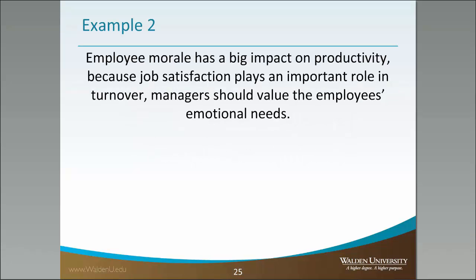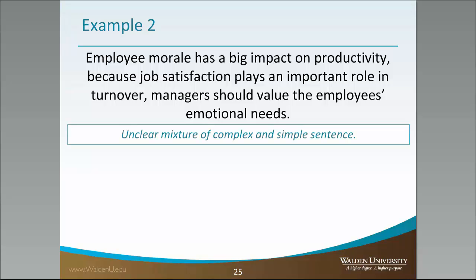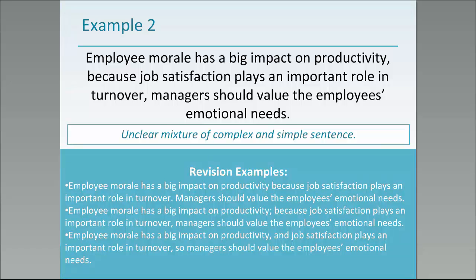Here's an example. Employee morale has a big impact on productivity because job satisfaction plays an important role in turnover. Managers should value employees' emotional needs. So here we have an independent clause, a dependent clause, and an independent clause, all connected by commas. And this is kind of an unclear mixture. So we're going to need to adjust the punctuation here. I have a few examples in the revision examples box.